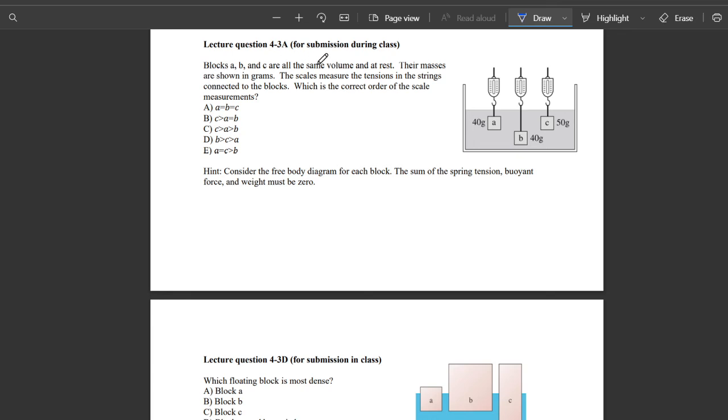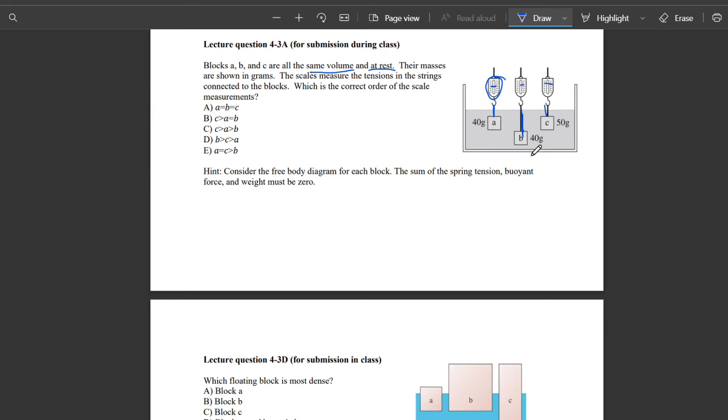Blocks A, B, and C are all the same volume and are at rest. Their masses are shown in grams in the image here. The scales measure the tensions in the strings connected to the blocks. Which is the correct order of the scale measurements? So this question, I wasn't sure what it was initially asking, but it's asking for which scale has the highest measure, which one has the highest measure of weight, basically.